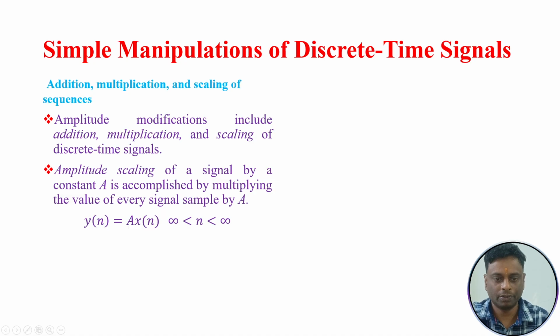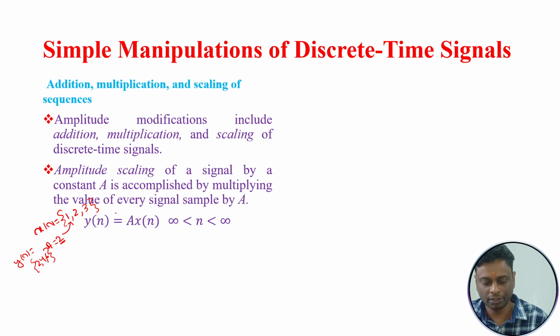Suppose x of n equals 1, 2, and 3, and A equals 2. Then y of n will be 2, 4, and 6. We have multiplied every sample by 2. This is how amplitude scaling works.